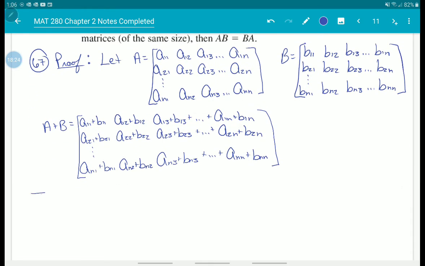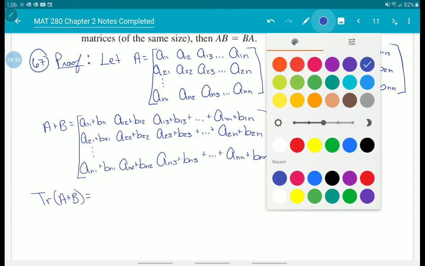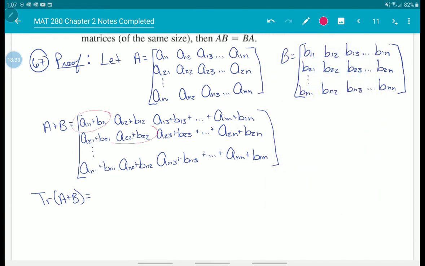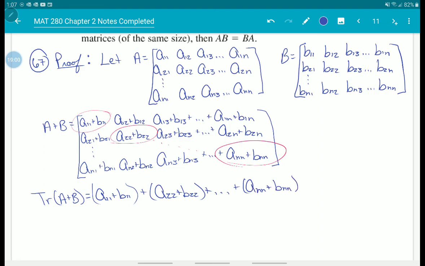So what would the trace be? Well, the trace is the sum of everything down those main diagonals. So it would be the sum of this term plus this term all the way down to this guy. So it would be A11 plus B11 plus A22 plus B22 plus all the way down to ANN plus BNN. What's important there is that those subscripts are all 1,1, 2,2, 3,3, 4,4, and so on until we get to NN.